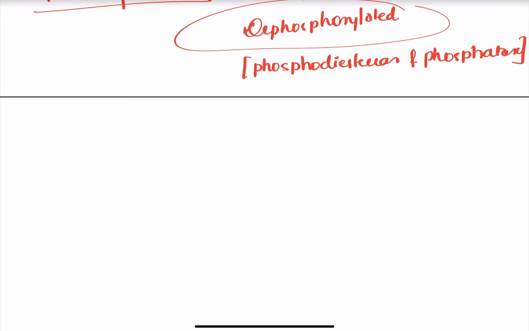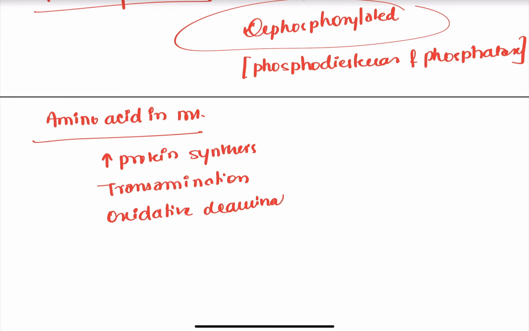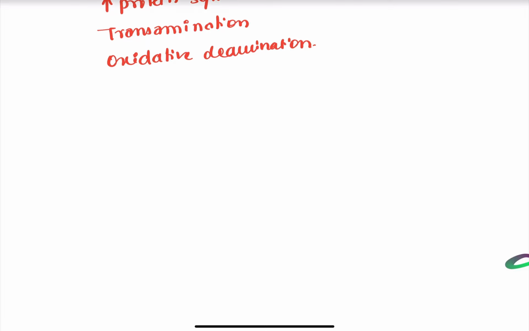Next thing is the amino acids in muscles. Due to insulin, there is increased protein synthesis. There is transamination and oxidative deamination also. What are the processes that are favored by the presence of insulin?